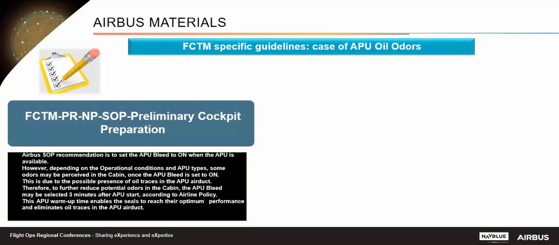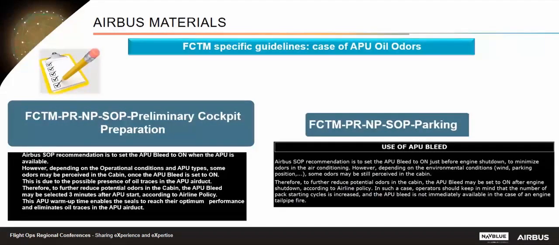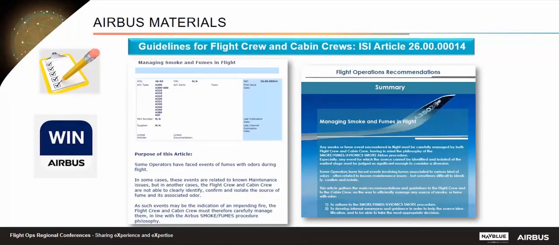Then, when we have identified some specific recurrent issues, such as APU oil odors, we have provided some alternative means to mitigate the potential of odors. This is the case for the preliminary cockpit preparations and also for the parking phase. Finally, we have released that ISI article on how to manage smoke and fume with odors in flight. This article is available on the Airbus World Portal and also on our WIN platform.